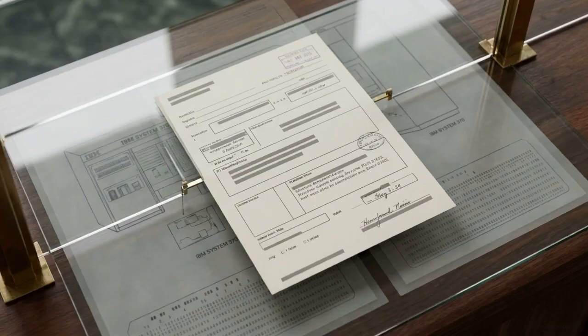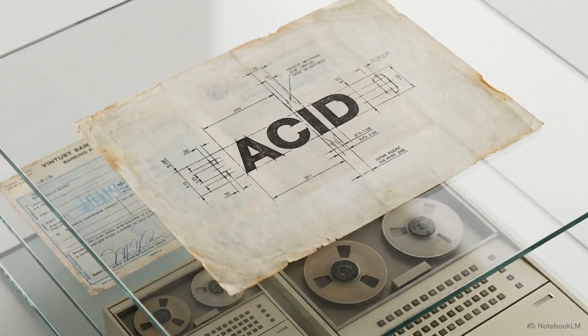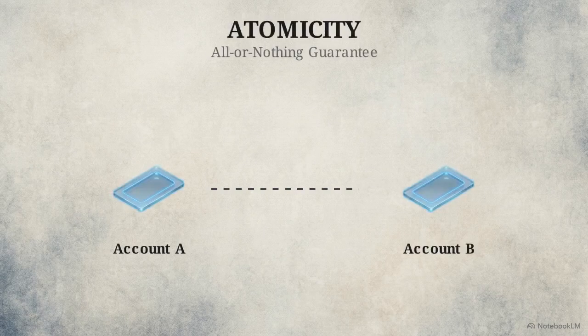Gray realized that for a digital economy to exist, databases had to be made trustworthy, even when the machines running them were prone to failure. Back at IBM, Gray formulated the ACID properties, a set of rules designed to ensure that every database transaction remains reliable. The foundation is atomicity.